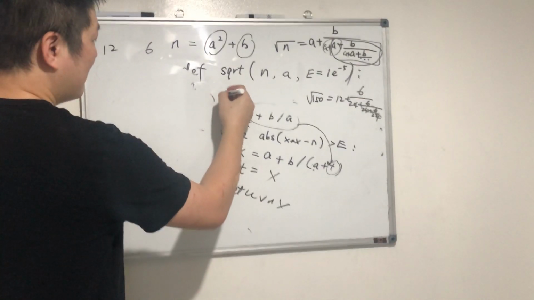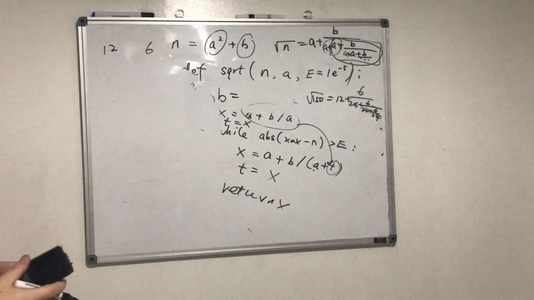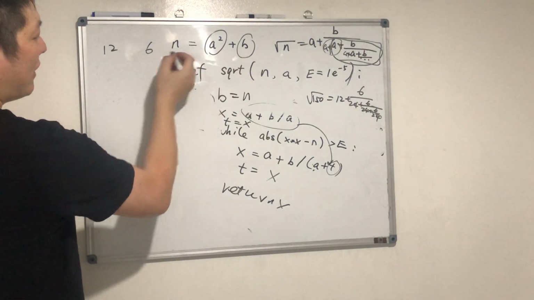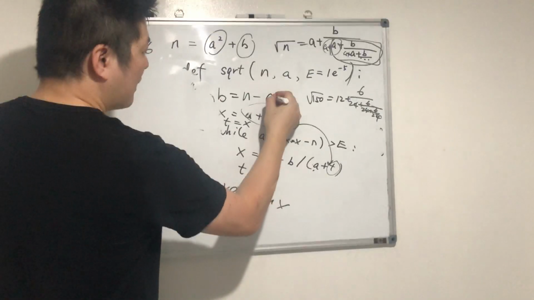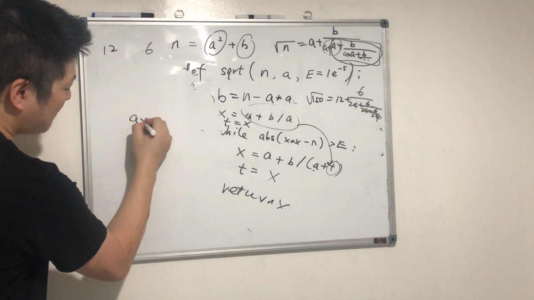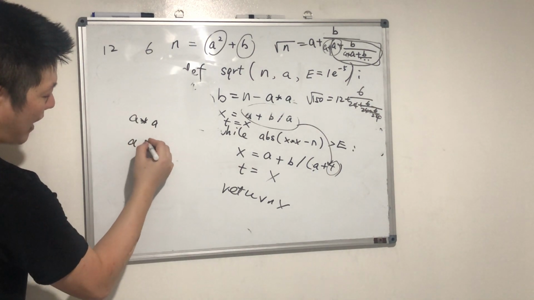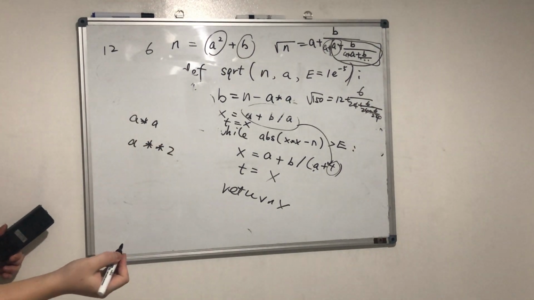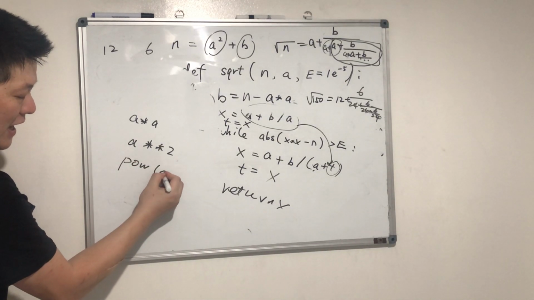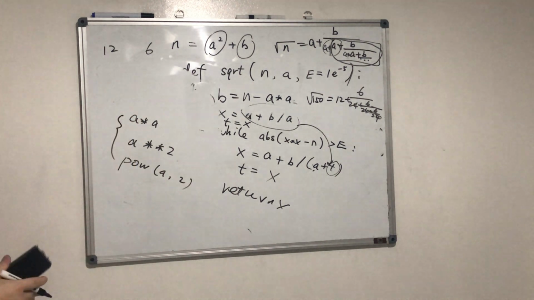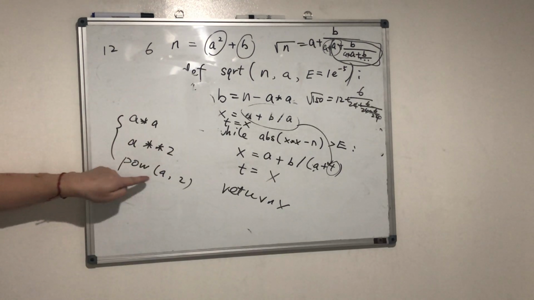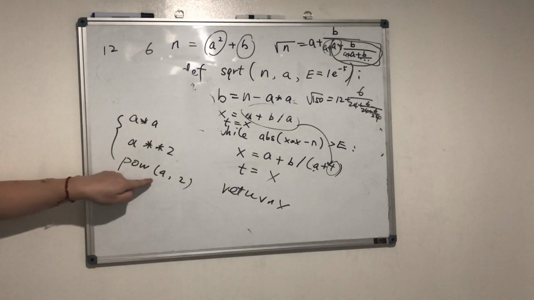What's b? b equals n minus a squared. a squared is a times a. You can write it as a times a, or as a to the power of 2. Another way of doing it is to use the power function. These three things are the same: a times a, a to the power 2, or the power function, which is a squared.